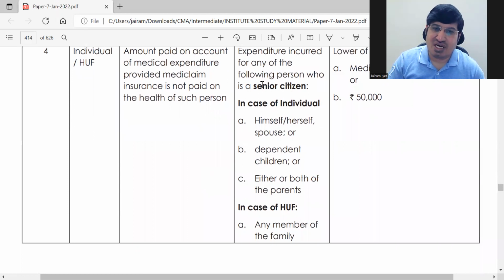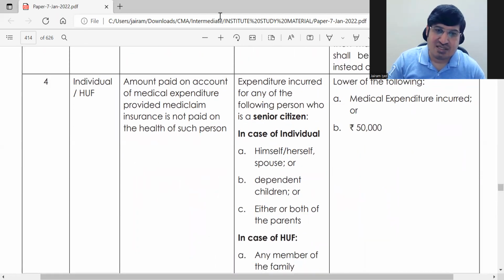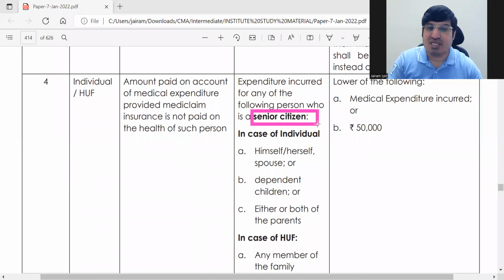So you can always claim, and one more thing. Secondly, this has to be a senior citizen here. The fourth point is specifically only for a senior citizen. This you have to remember.